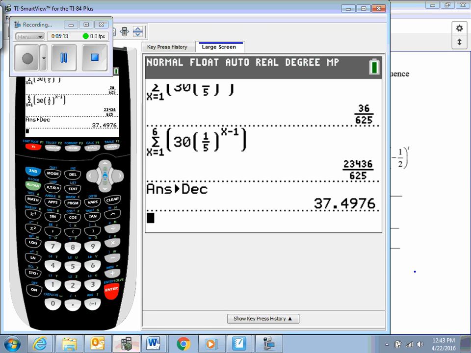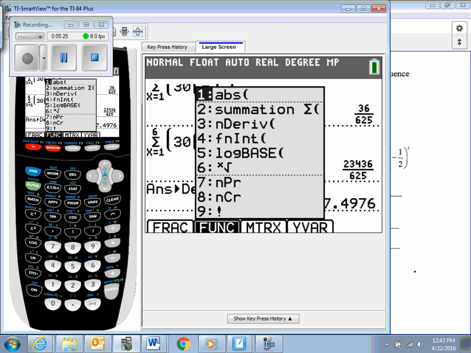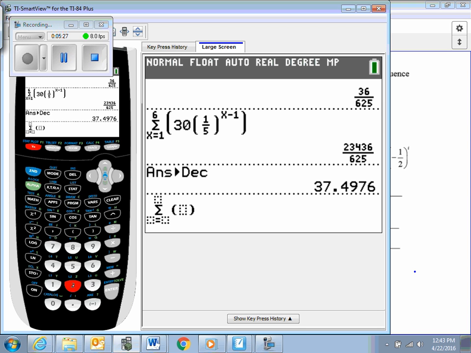So now let me show you how to do this using your wonderful calculator. What we want to do, remember before when we were finding the sum, is we would go alpha F2, and I want to choose number 2, which is the sum. All right, we're using x as our variable, and we're doing 6 terms, right? So I'm going from 1 to 6.